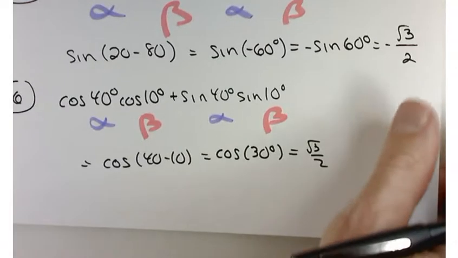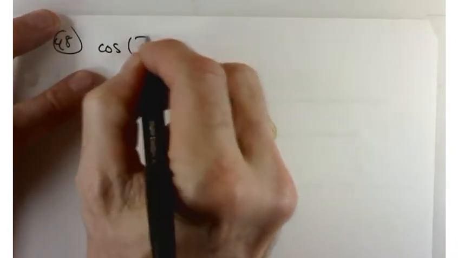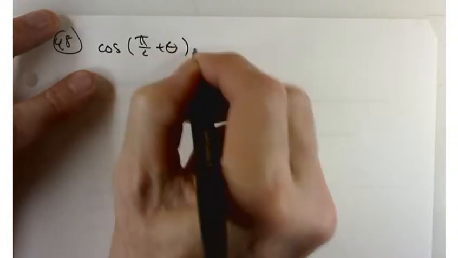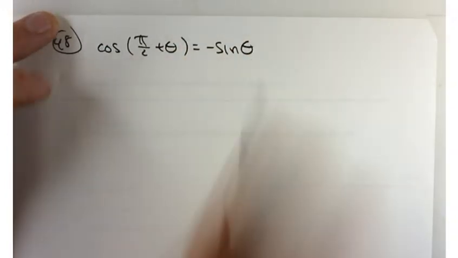All right, one last one like this for today anyways. And that's going to be problem number, I thought it was 24. It's not. 48. Problem 48. So this is an identity. We want to prove that the cosine of pi over 2 plus theta is equal to minus the sine of theta.